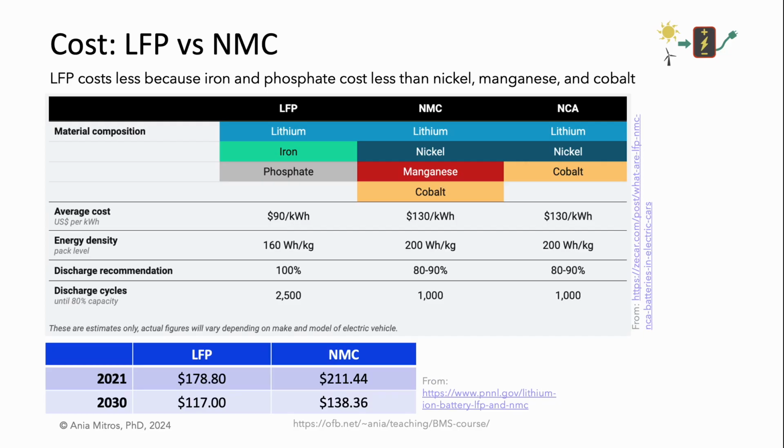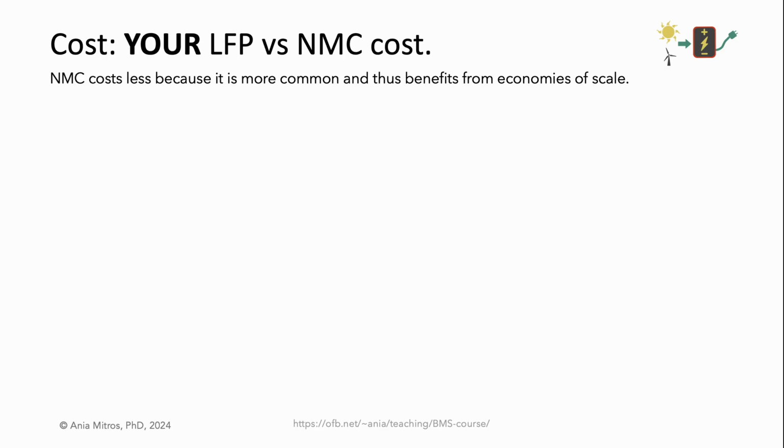The last price-related topic that we'll address is LFP versus NMC cost. The predominant opinion seems to be that LFP is less expensive than NMC because of the underlying cost of the cathode materials. Iron and phosphate cost less than nickel, manganese, and cobalt. You can see that in tables like these from zecar.com and from the Pacific Northwest National Laboratory. The other view is that NMC costs less because it is more common and thus benefits from economies of scale.